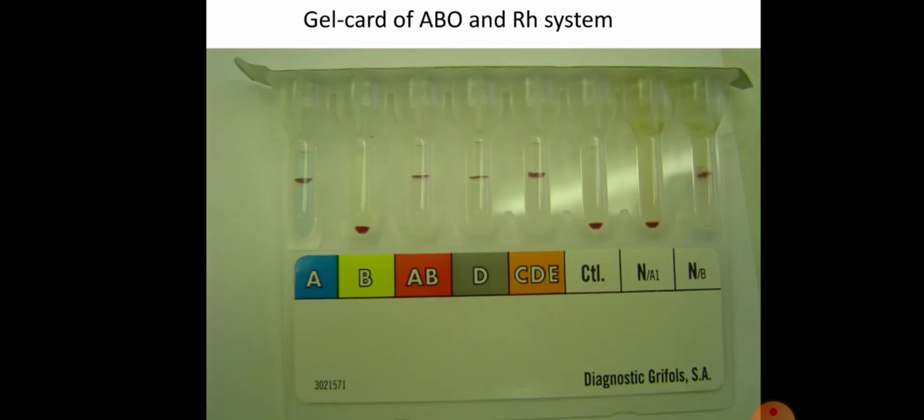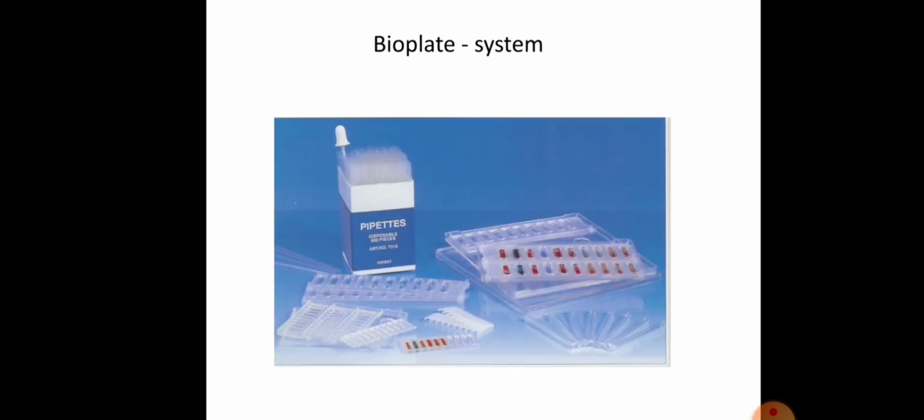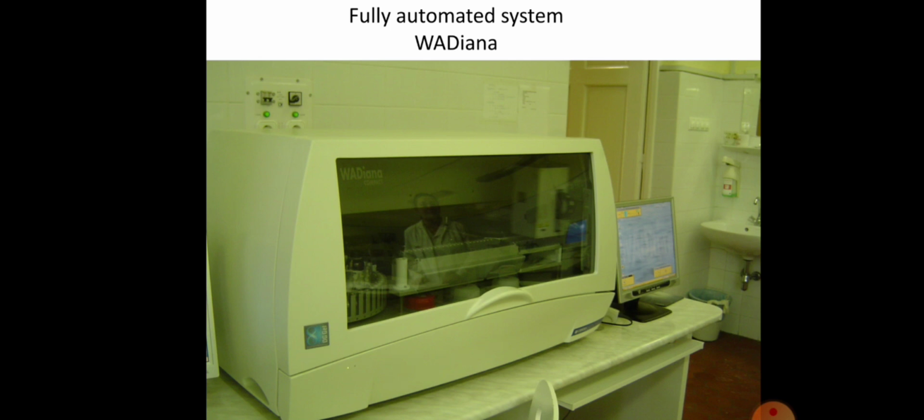Now this is a gel card for the ABO system. Okay, here, whenever there is a positive, there will be agglutination in the upper line, and for the negative the agglutination will be present in the lower part. Here it is also A positive. A different type of system is the bioplate system. And this is the fully automated system in which everything will be done, either agglutination or hemolysis, they will detect and they will give the result.